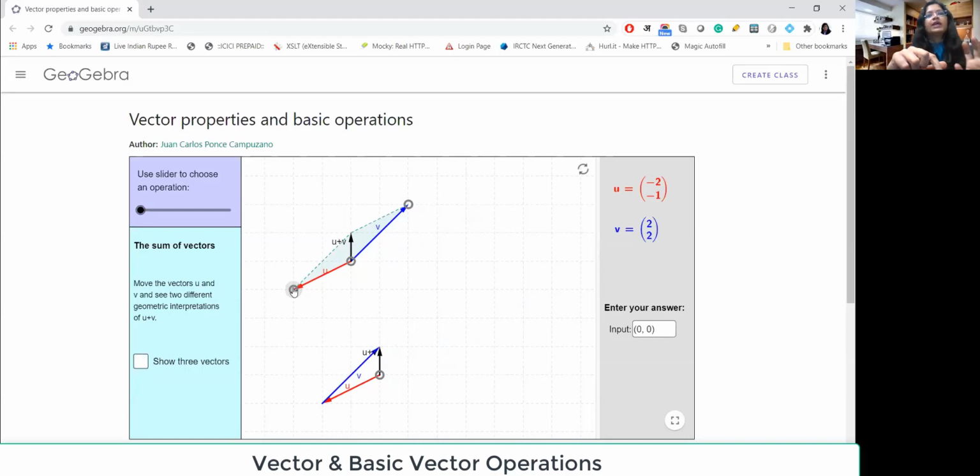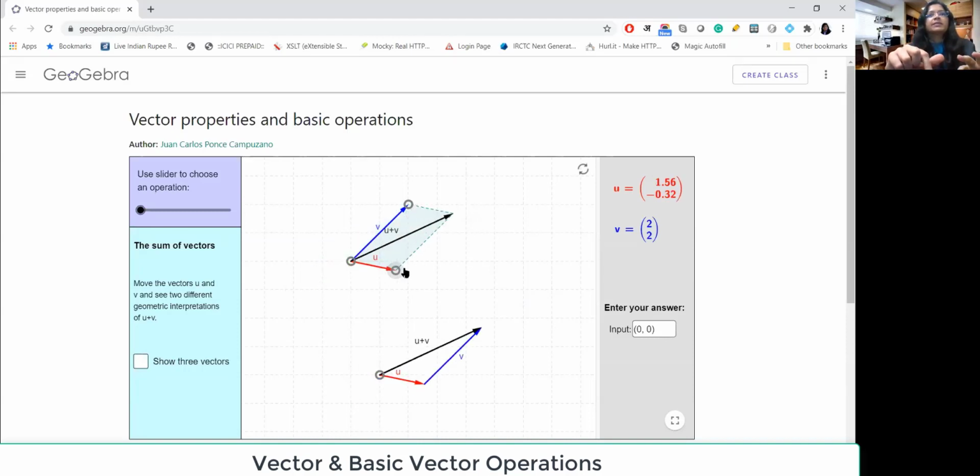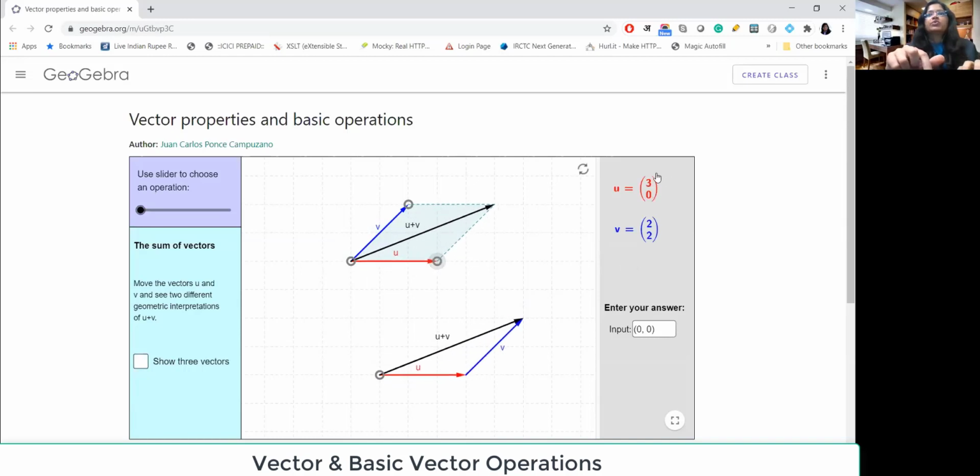So you can go ahead and always check what should be the sum. And one more benefit of using this tool is you can verify your answer. So mathematically speaking, if you want to find the sum of these two things, the x coordinate would be 3 plus 2, which is 5. So let me enter 5 here, and the y coordinate would be 0 plus 2, which is 2. So you can see the correct answer is there.